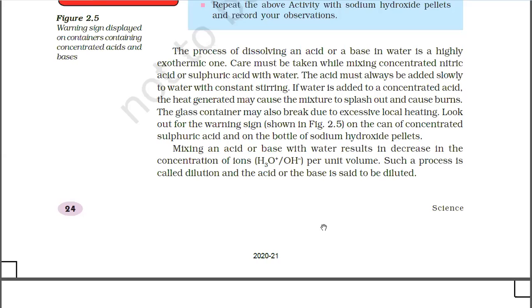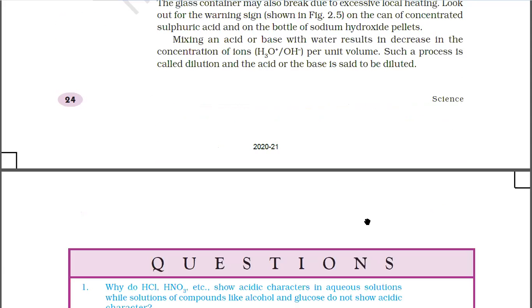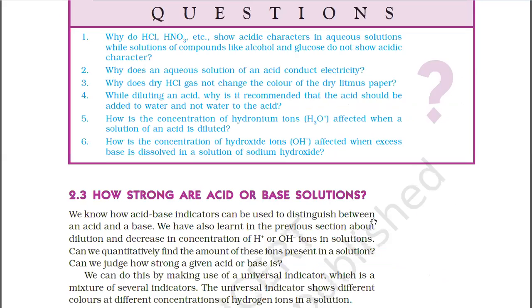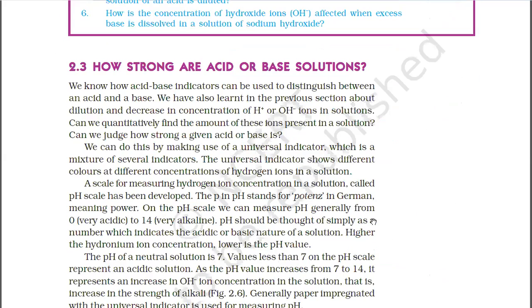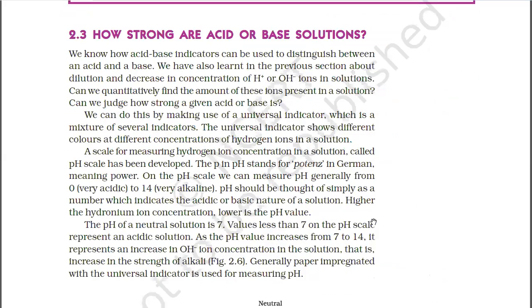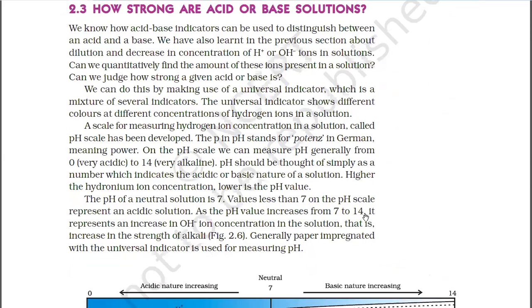Mixing an acid or base with water results in a decrease in the concentration of ions per unit volume. Such a process is called dilution, and the acid or base is said to be diluted. How strong are acid or base solutions? We know how acid-base indicators can be used to distinguish between an acid and a base. We have also learned in the previous section about dilution and decrease in concentration of hydrogen ions or hydroxyl ions in solutions. Can we quantitatively find the amount of these ions present in a solution? Can we judge how strong a given acid or base is?